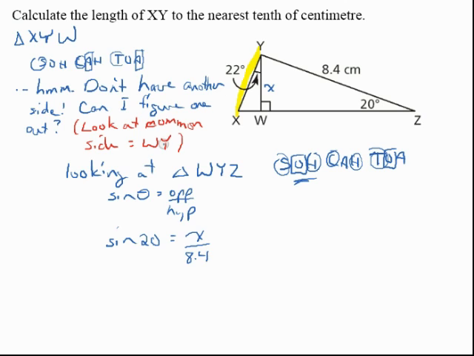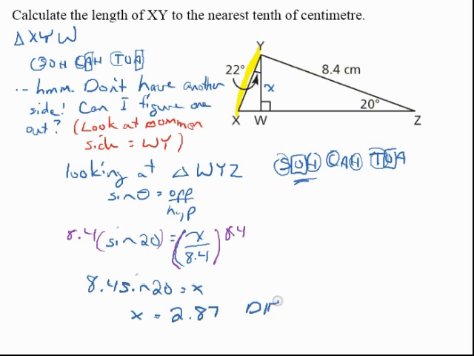Okay, pull out my magic algebra pen. I need to multiply this side by 8.4. I need to multiply this side by 8.4. And I'm left with 8.4 sine 20 equals x. So my calculator will tell me that x equals 2.87. Let's do a DIMS. Does that make sense? 2.87. That's reasonable. Now remember, I'm keeping all of the decimals in my calculator for the 2.87. I'm just only writing down the 2.87.